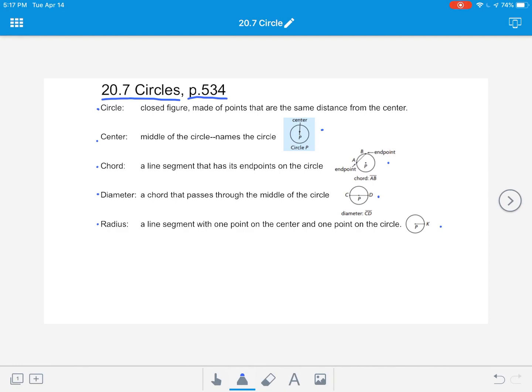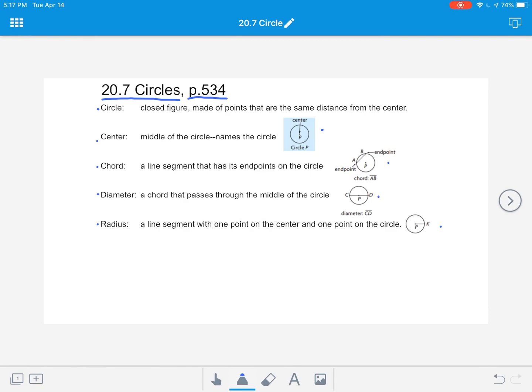So circles are closed figures that aren't made of lines. They're made of points that are the same distance from the center, and their edges are curved. So the outside of a circle is not called a line because lines have to be straight. However, circles are still closed figures, and what makes them a circle is that every point on the edge of the circle is the same distance from the center.